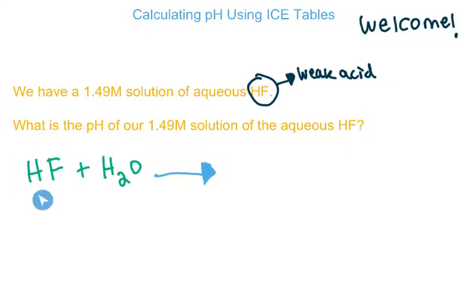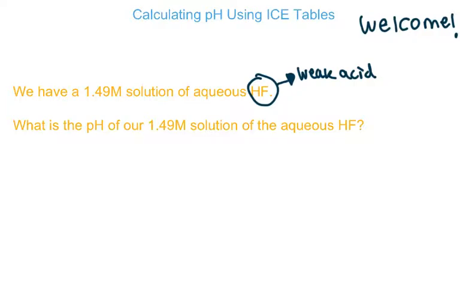Just a quick refresher, if we had HCl here, it's a strong acid. HCl would fully dissociate. That's why we have one arrow, because this reaction will only go one way. It would fully dissociate into our hydronium and chloride anion. But since we have hydrofluoric acid, a weak acid, we don't have one arrow, because weak acids won't fully dissociate into products. It's going to be in equilibrium.